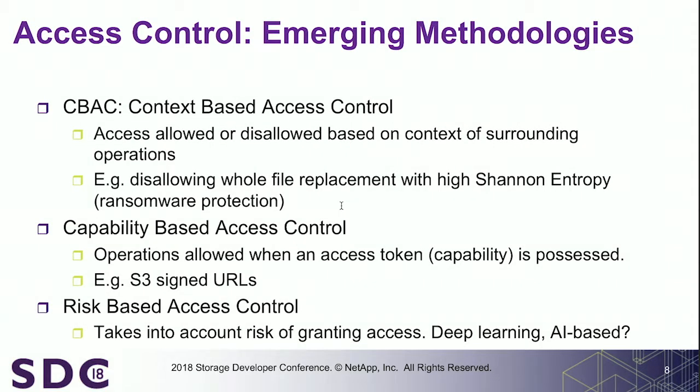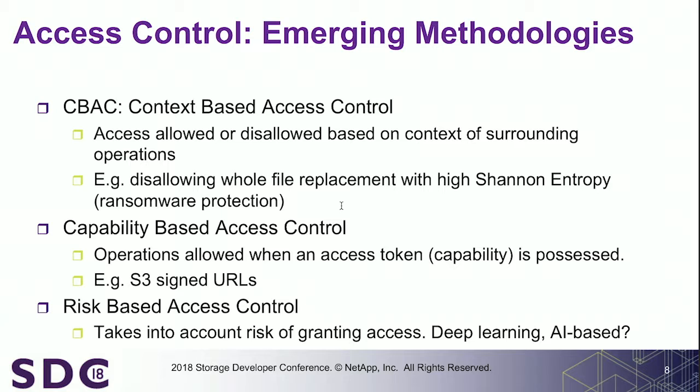There's more. Context-based access control is methodologies that have been developed to allow operations to be allowed or disallowed based on the context of surrounding operations. A great example of this is where a request to update the contents of a file may be denied because it's a whole file replacement with high entropy data, i.e. the ransomware that co-opted my credentials is trying to replace my files with encrypted versions so it can go and try to demand some bitcoins.